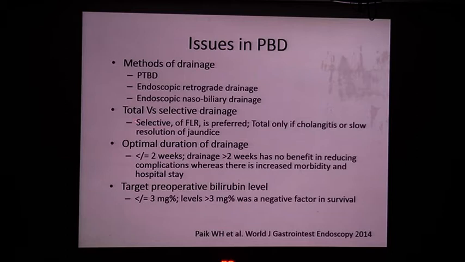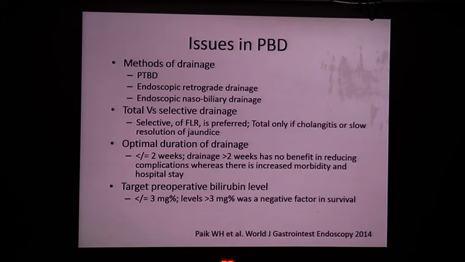The other issue is whether total versus selective, meaning you do bilateral drainage or one-sided. The recommended is whichever lobe you are going to retain, you drain that to achieve best function, and total you only do if there is still persisting cholangitis after drainage of one side or jaundice doesn't resolve.